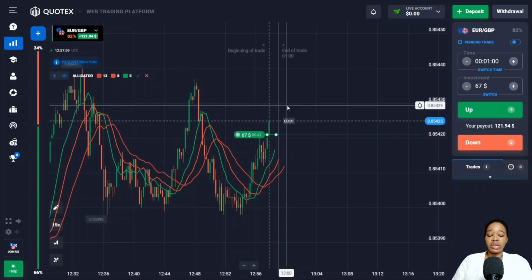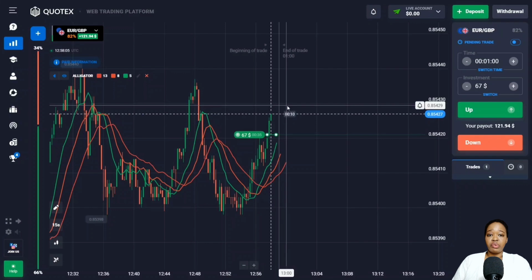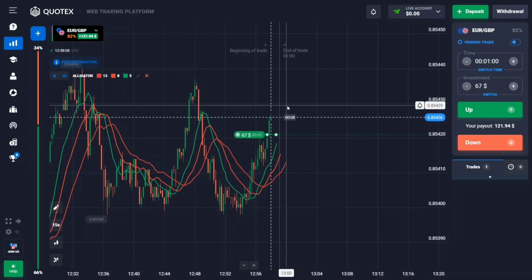And just at this moment you can see that green candlesticks are forming, so I'm hoping that in the near future I'll make very good profit from this trade. So let me wait and see the results.